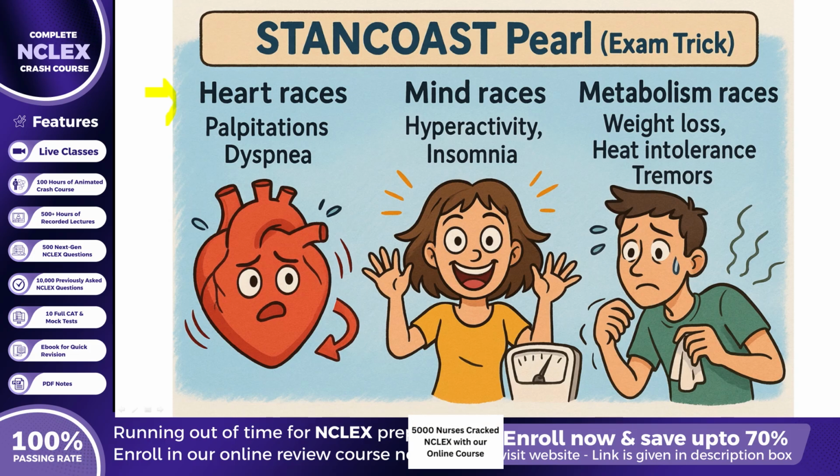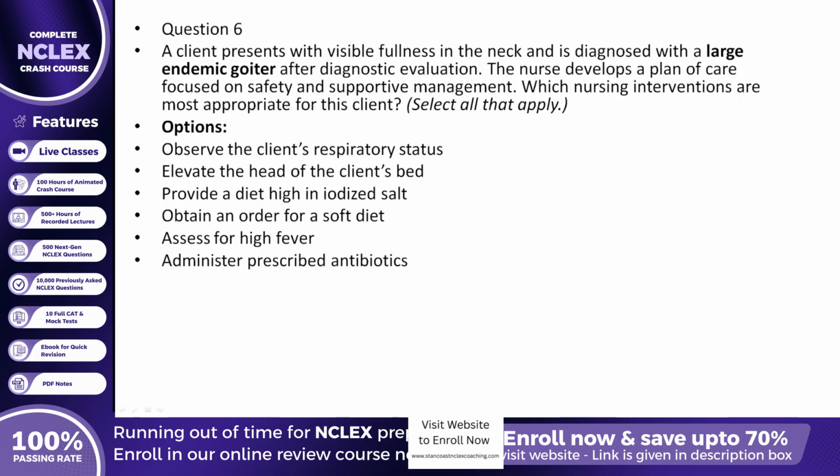Let us continue with another advanced NCLEX-style practice scenario that challenges your ability to prioritize both immediate and long-term care interventions. A client presents with progressive fullness in the neck and is diagnosed with a large endemic goiter after several diagnostic studies. The nurse is developing a care plan to address both urgent safety concerns and ongoing management. The question is, which interventions are appropriate to implement for this client?